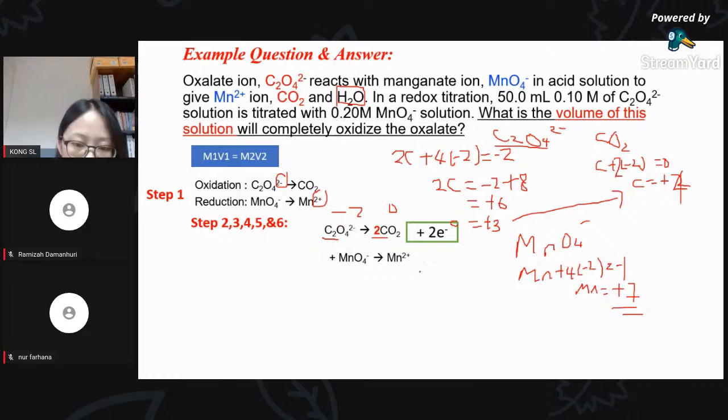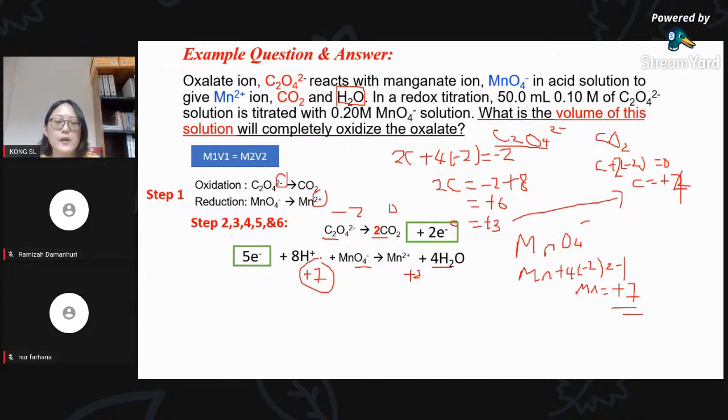Okay, same for here, 1 to 1 Mn, oxygen is 4, so plus 4 H2O. And then next is for the hydrogen, plus 8 H plus. Okay, all the atom is balanced. Now check for the charge. Here is positive 8, negative 1, so positive 7. For here is positive 2. So meaning that here is more positive, you need to add another 5 electron in order to make the left hand side and right hand side have the same charge.